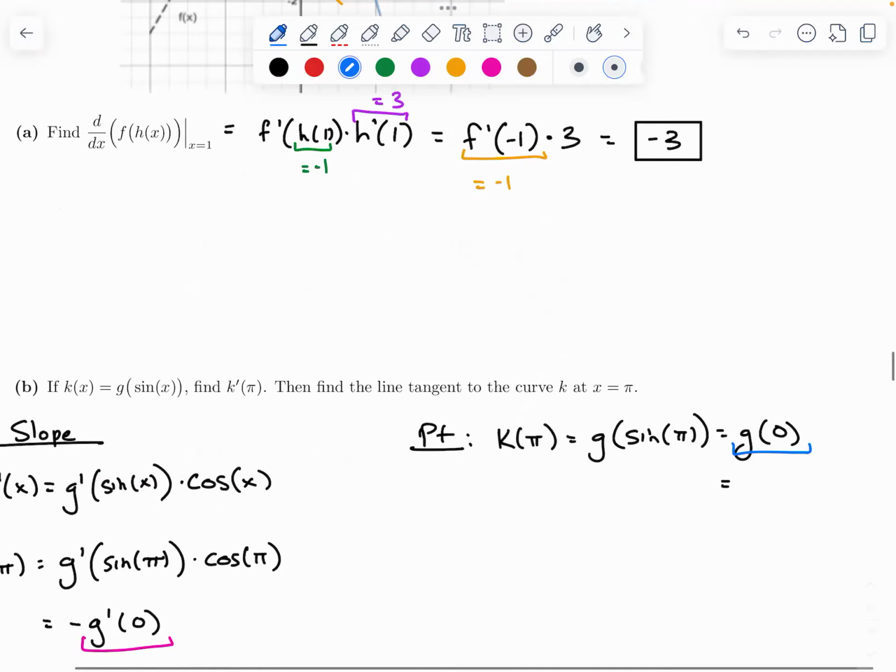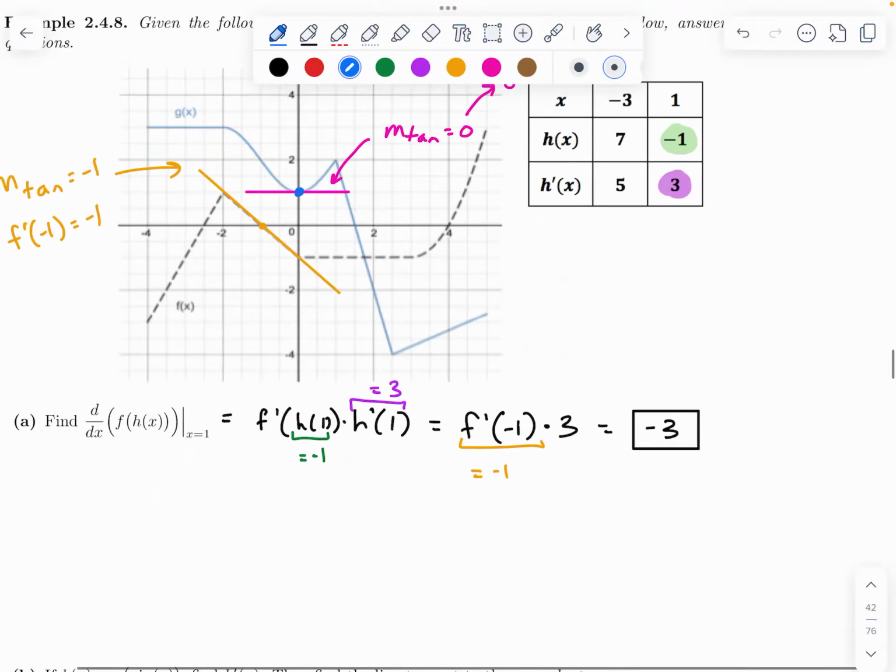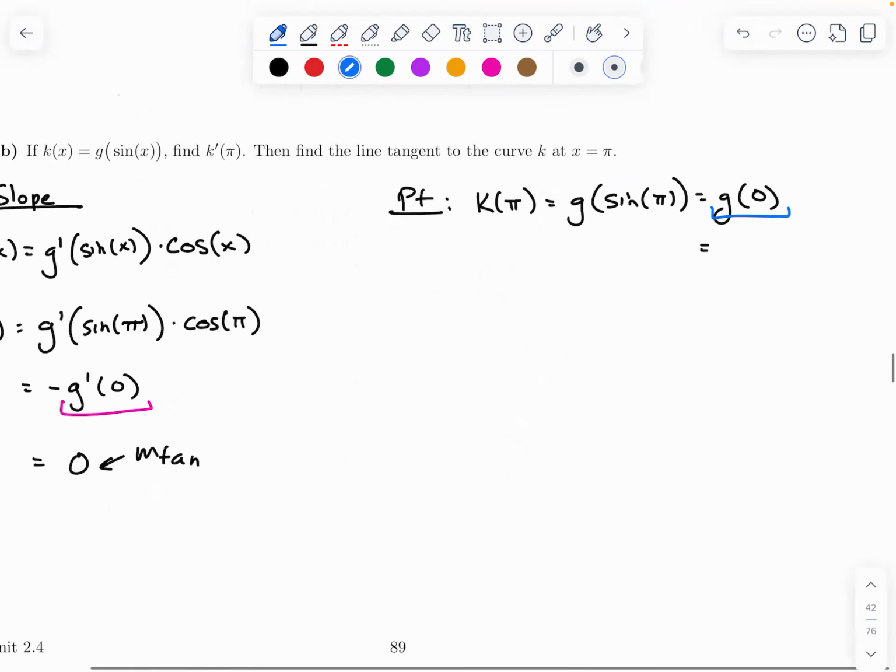So blue, g of 0 would be the y value on the function g. We're given the graph of g, so g of 0 would be 1. So that equals 1. And so we have a point, pi, comma, 1. That's the point we have. So we have a point, we have a slope, we have everything we need.